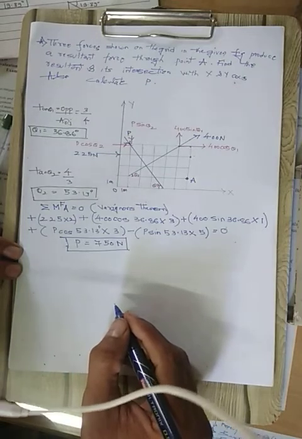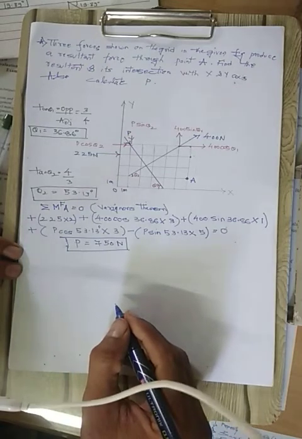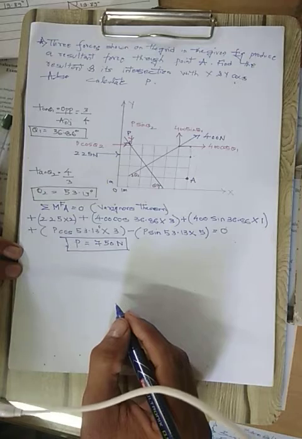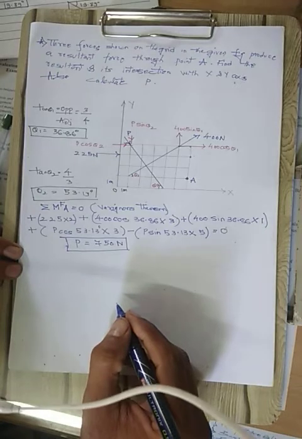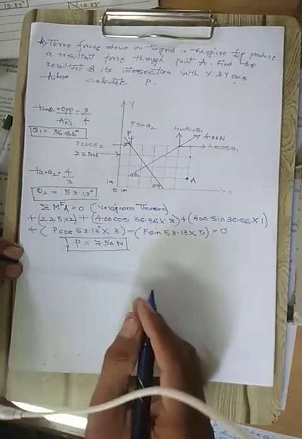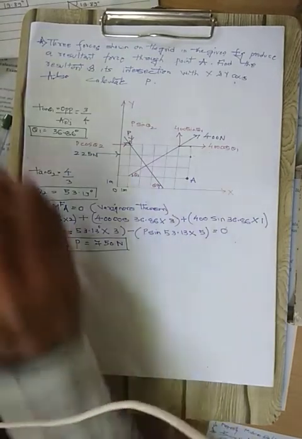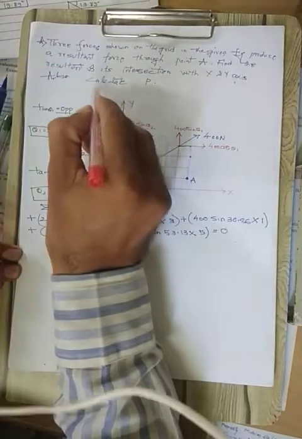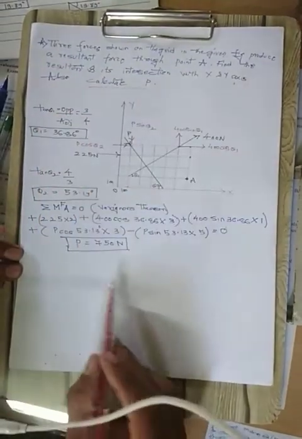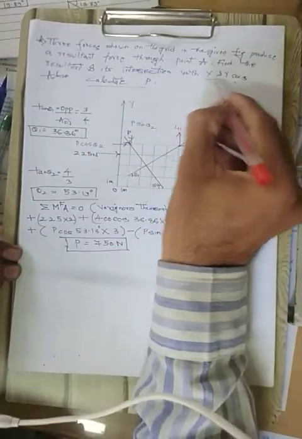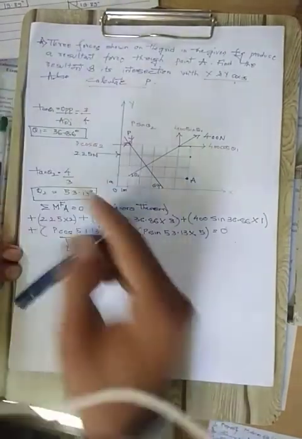So in this way, by the principle of transmissibility and the Varignon's theorem and the concept which has been given in the question, we have calculated the force P. The first half of the problem has been solved. The next half remains. So we have solved the problem up to this. Next we have to find out the x and y intercepts, and we have to find out the resultant.